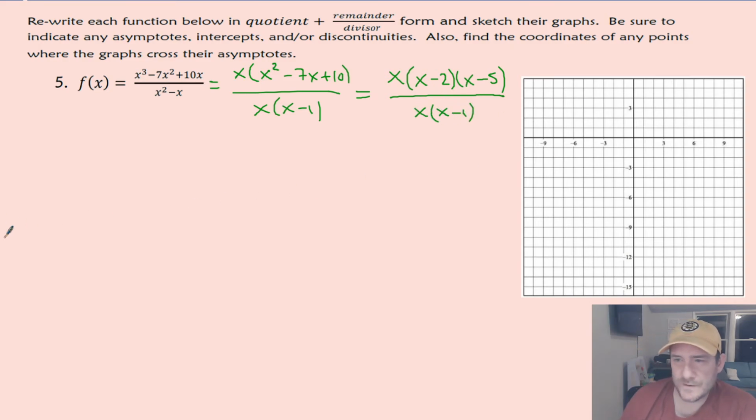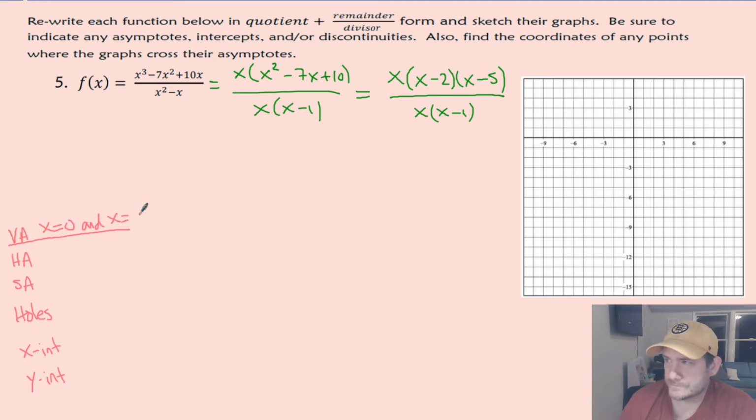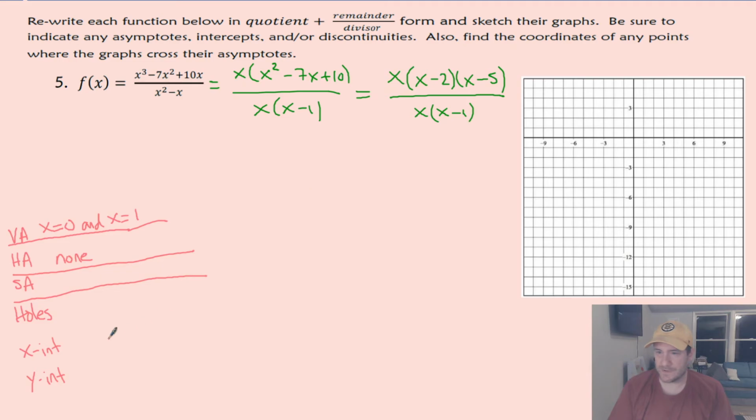So a lot of information to pull out, starting with vertical, I guess, horizontal, slant, holes, x-intercepts, y-intercepts. Alright, vertical asymptote should be easy by now. It's x equals 0 and also x equals positive 1. I meant positive 1. Okay, horizontal asymptote is none. Slant asymptote we get by doing the long division. Holes, we don't have any.